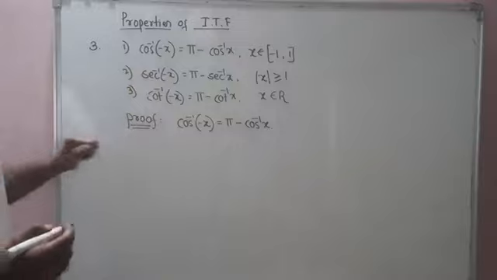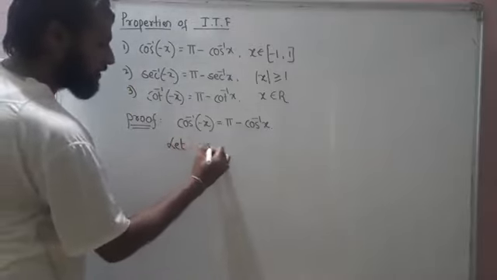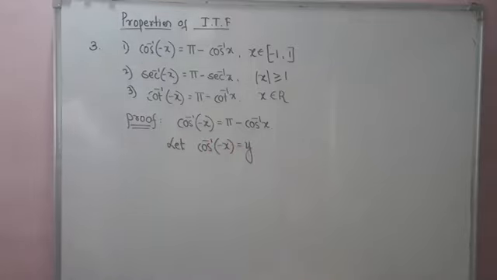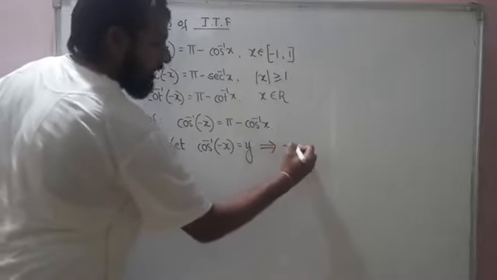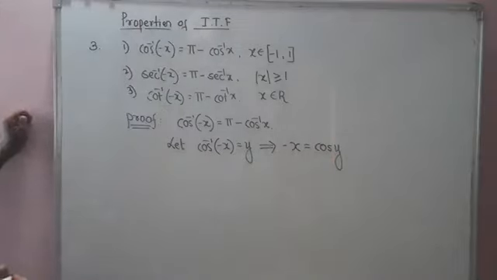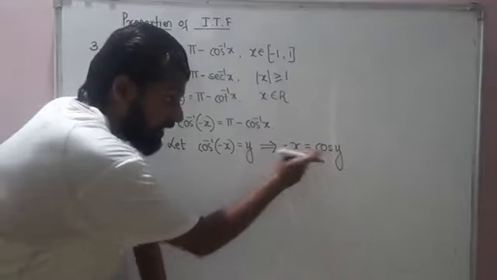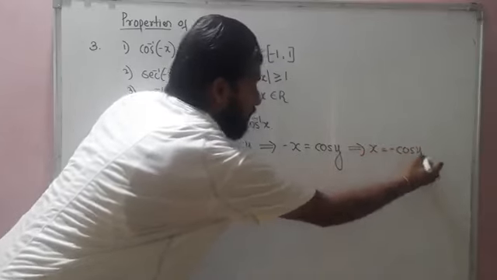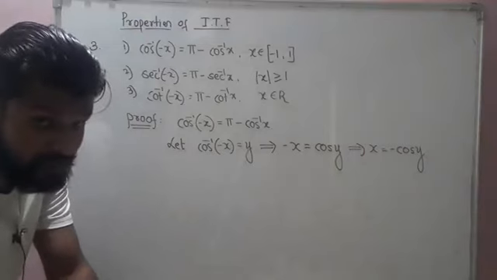Okay. So I'll tell you the proof for one, and the rest two you can do by yourself. So let's start with this proof. Again, I'll start with the assumption that let cos inverse of minus x is equal to y. Let's take it as y. So what I'll do now, I'll take cos on the other side. So I'll be getting minus x equal to cos y. Isn't it? Cos inverse goes that side, becomes cos y. Now let's take the minus sign to the other side. So what will happen? x equal to minus of cos y.